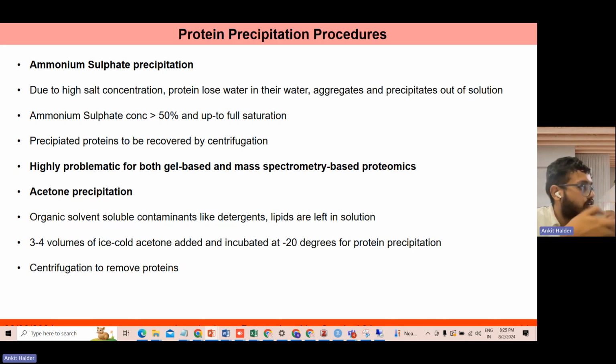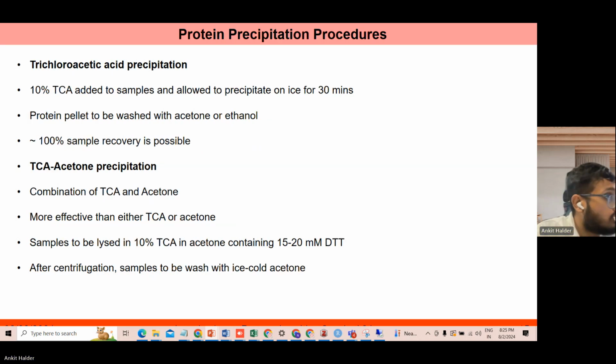So what will happen if you add 3 to 4 volumes of ice cold acetone and incubate at minus 20 degrees? The lipids and other solubles which are soluble in acetone will dissolve, and the proteins will be precipitated out, and then you can centrifuge to recover the proteins. So that is quite important.